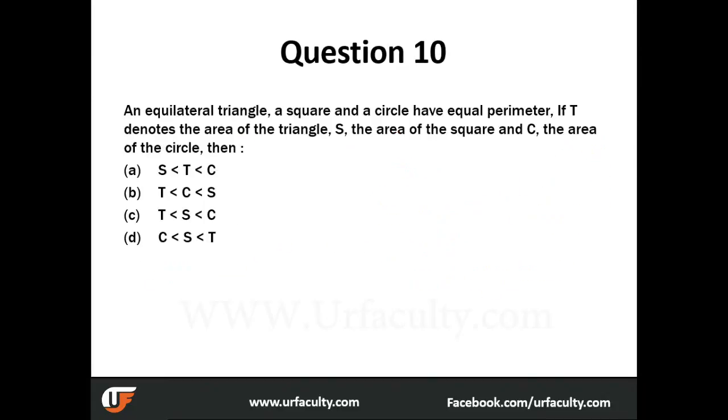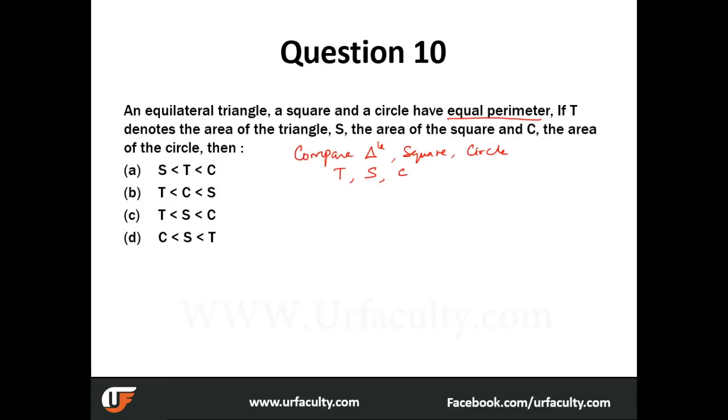An equilateral triangle, a square and a circle have equal perimeter. If T denotes the area of the triangle, S the area of the square, and C the area of the circle, then, okay, we need to compare the areas of triangle, square and circle, right? And they are denoted as T, S and C. Fair enough. So from where shall we start?